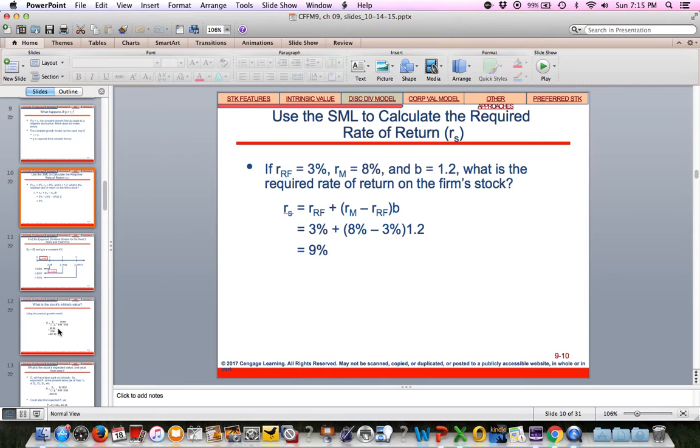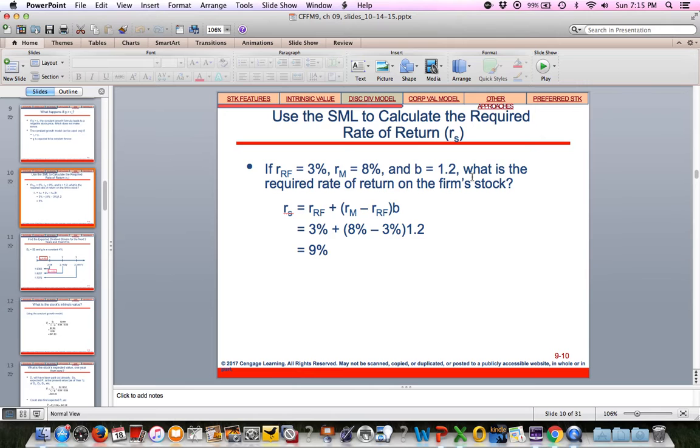In the chapter, you'll see some information about the SML, which is the securities market line. We use that to calculate the required rate of return. And so the return on the RF is the risk-free rate. The R sub M is the market rate of return. And the beta for a stock is 1.2.